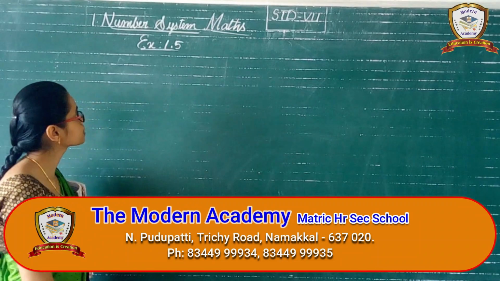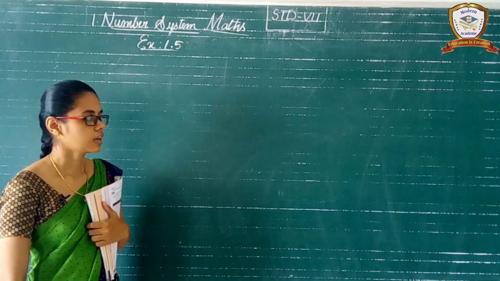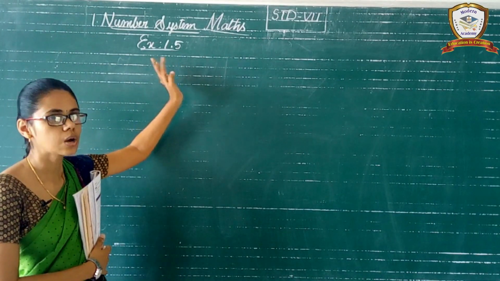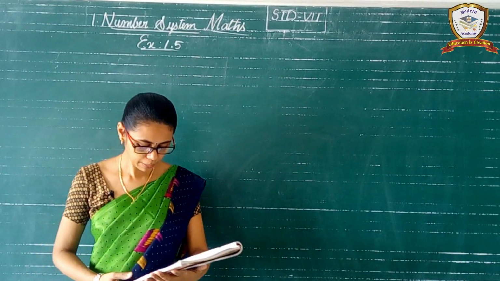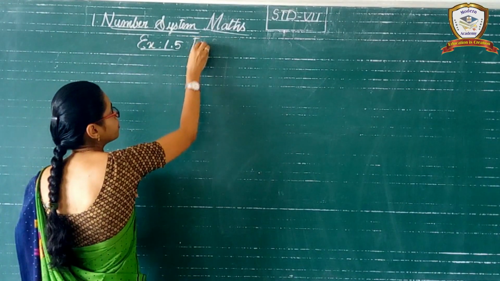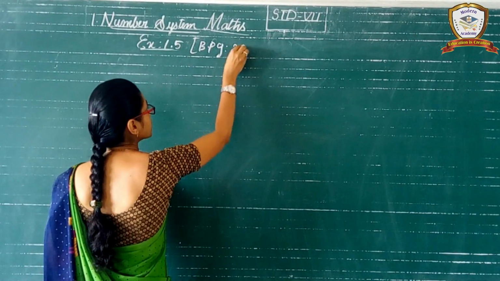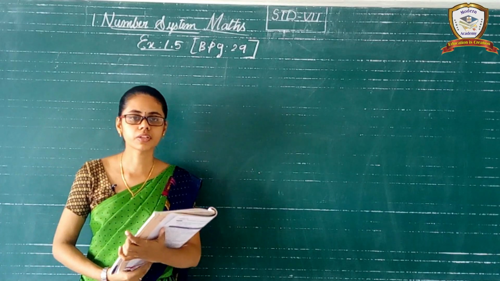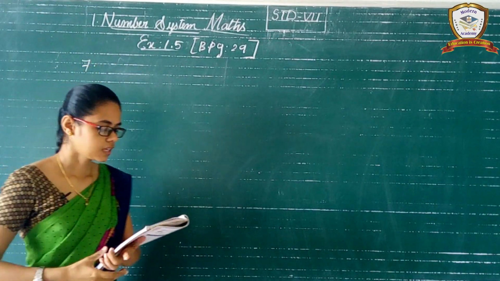Today we are going to discuss chapter 1, the number system, and we have to see the exercise. We are discussing the remaining sums of exercise 1.5. See the book, page number 29, and see the 7th question.